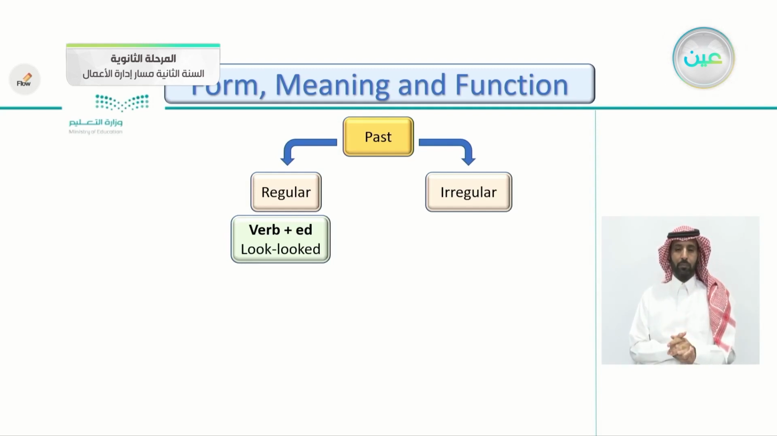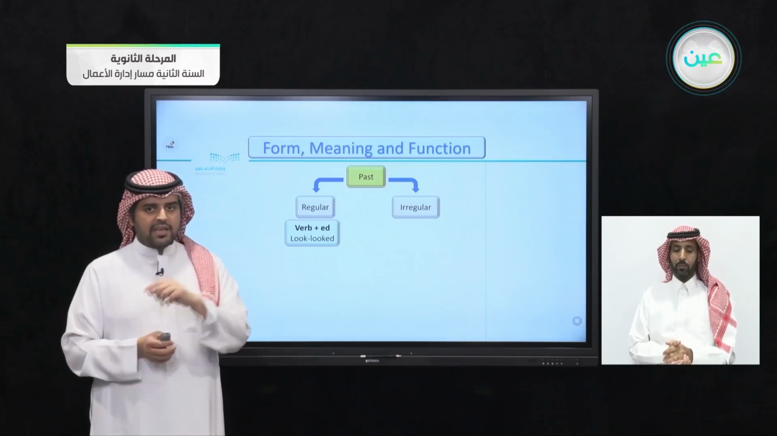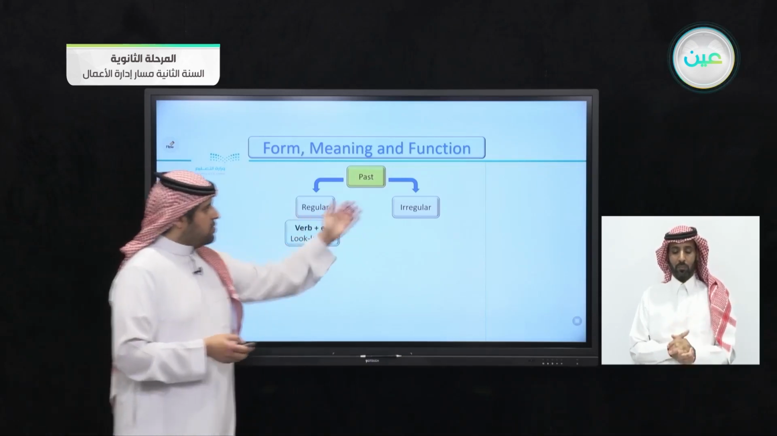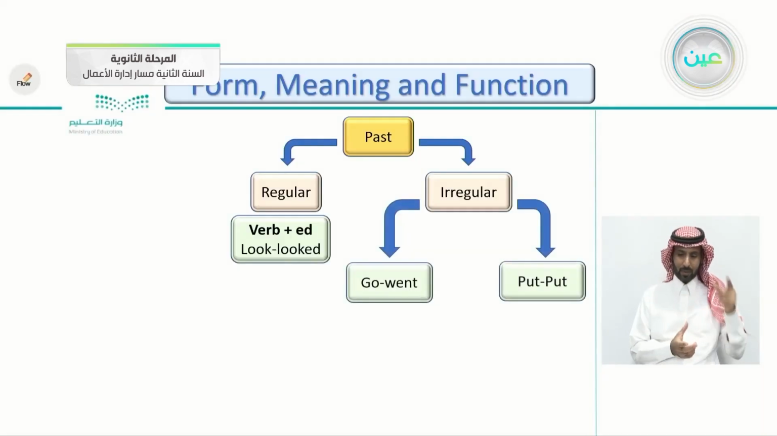Of course, there are some special cases. For example, if the verb ends with a y, you remove the y and put ied. Let's go to the irregular part here. We have two kinds of irregular. So now we know the regular: just add ed, with some exceptions, of course.